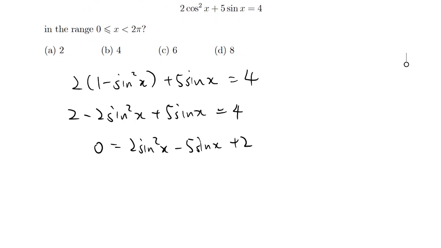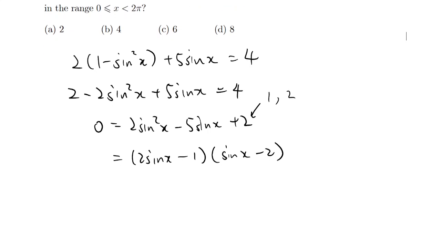Okay, it's a less obvious factorization, but you could spot it after you have checked the pairs of factors of 2, which is 1 and 2 only. So we could have 2 sine x minus 1 times sine x minus 2. Fine. So I have 2 sine x minus 1 and sine x minus 2. So what do I get now then? So sine x equals 2, or 2 sine x minus 1 equals 0.